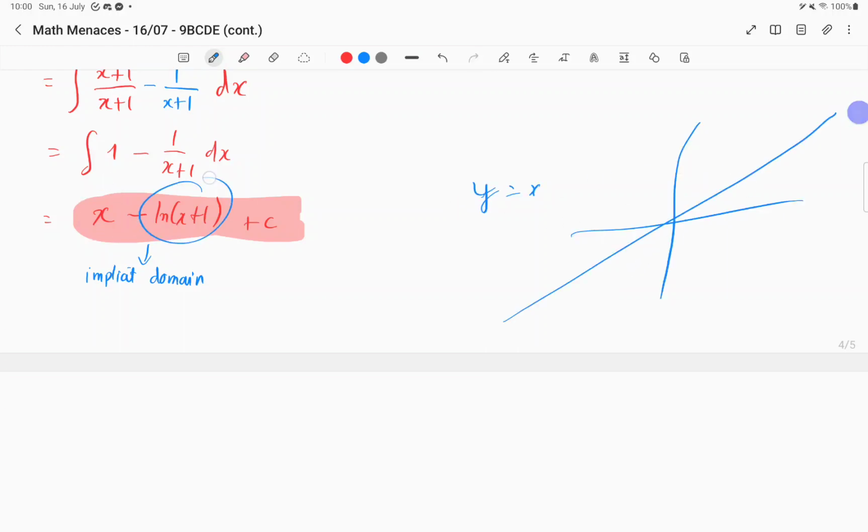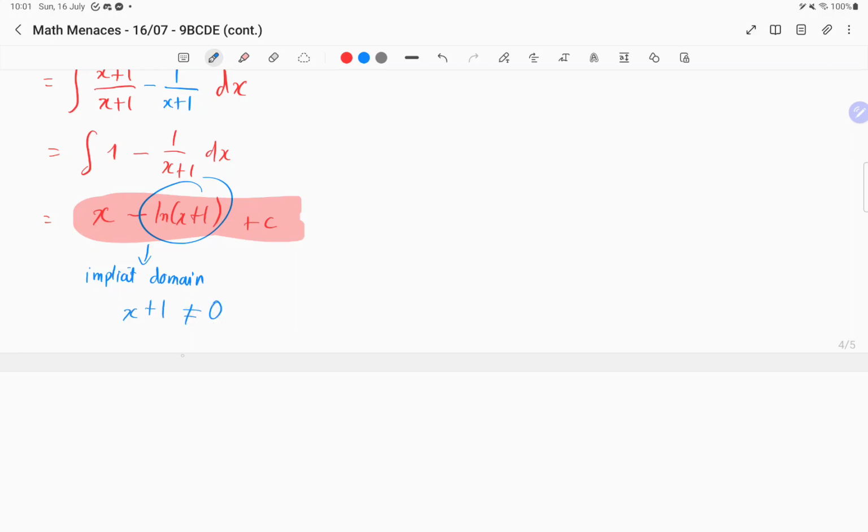Now, is there a restriction on this one here? ln of x plus 1. Is there any restriction? There is a restriction. What is it? It can't be 0. Not just that. So you're saying x plus 1 can't be 0. It's not just that. It has to be strictly more than 0. Because ln of -2 does not exist. There's no answer.